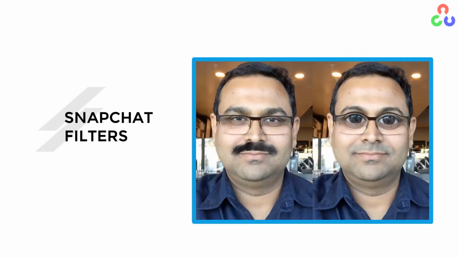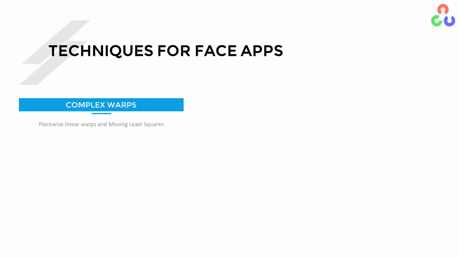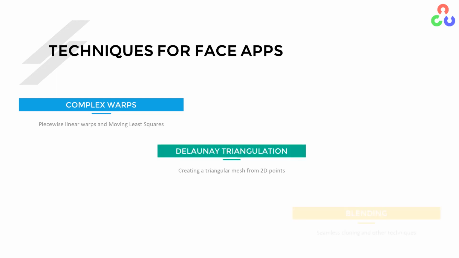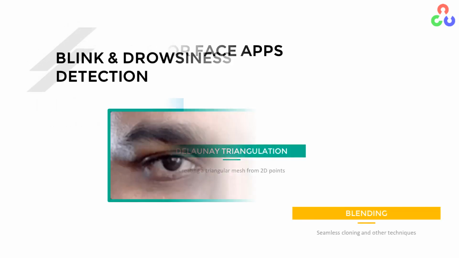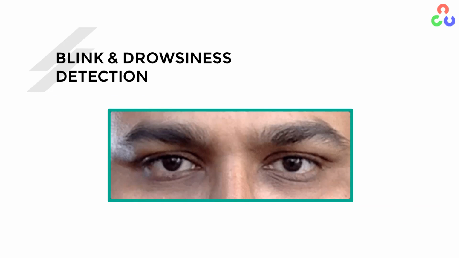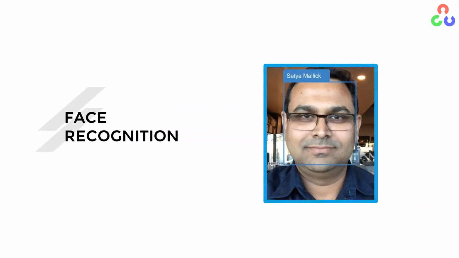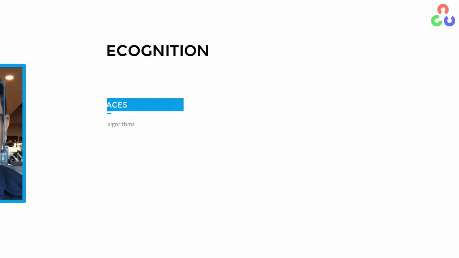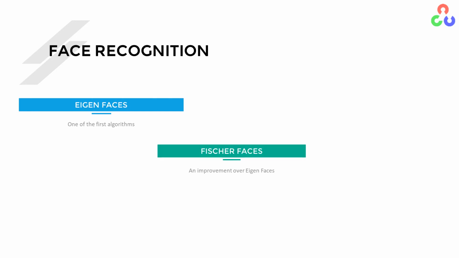Next, we will build a few Snapchat filters. Technique-wise, we will cover some complex nonlinear warping techniques, Delaunay triangulation, and image blending. Next, we will move on to blink and drowsiness detection. Lastly, we will cover face recognition. First, we will learn a bit of history of face recognition with eigenfaces and Fisher faces before covering a modern deep learning based approach. Well, that's all about faces.